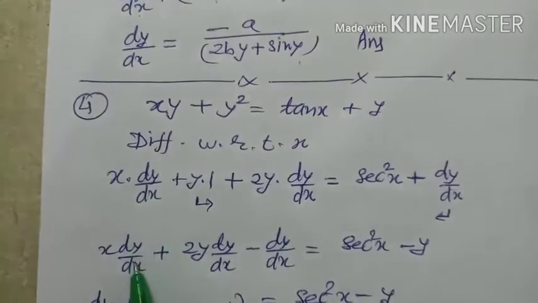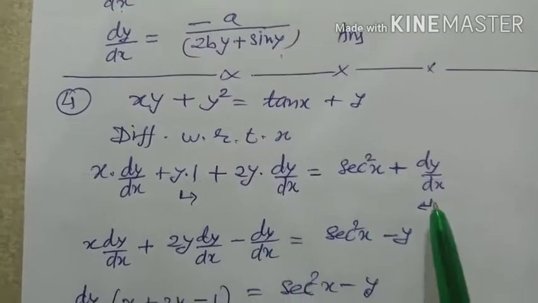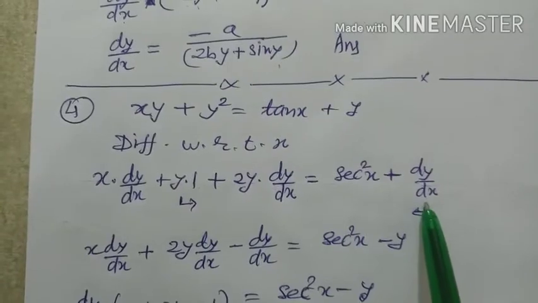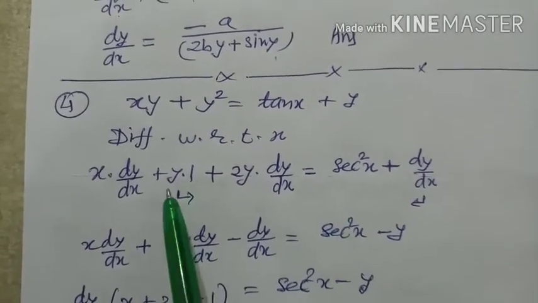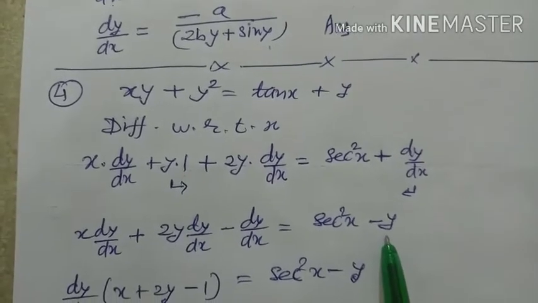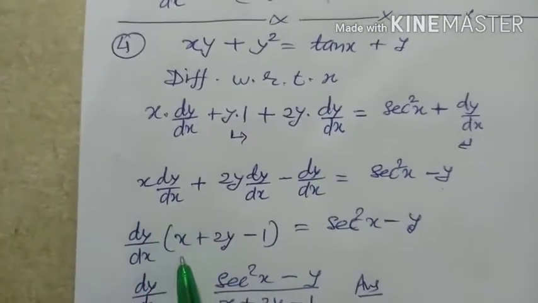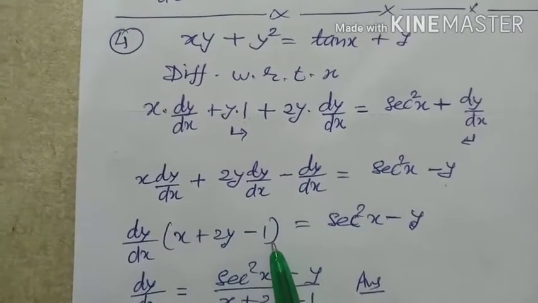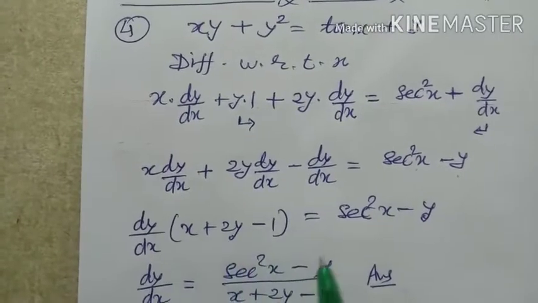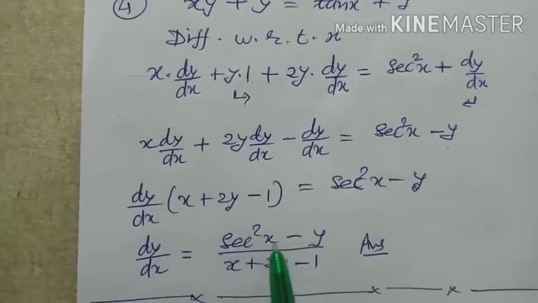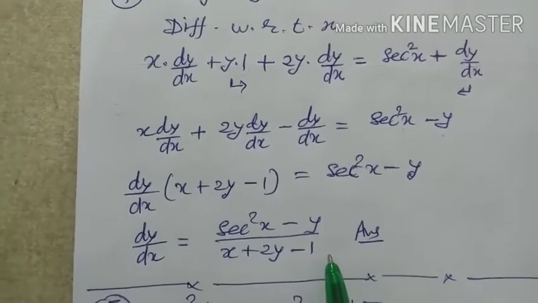So x dy upon dx as it is, this 2y dy upon dx also as it is, and this dy upon dx transfers to the left side, so it will be negative. 10 as it is, and this y transfers to the right side, so it will be minus y. Now dy upon dx is common, so here x plus 2y and minus 1 remain. Now transfer this bracket to the right side, so it will be 10 minus y upon x plus 2y minus 1. This is your answer.